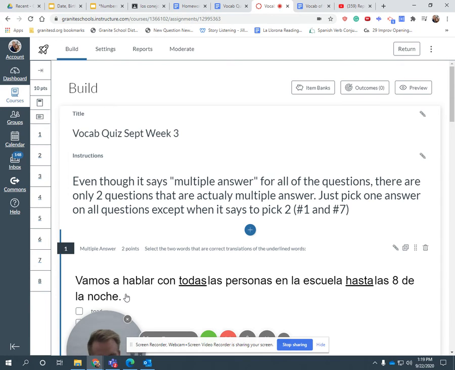So based on that sentence, can you guess what todas means and hasta? There are multiple check boxes. You just check the two words that mean todas and hasta. Most of the other questions just have one underlined word, so just pick one word. Okay? That's your quiz.